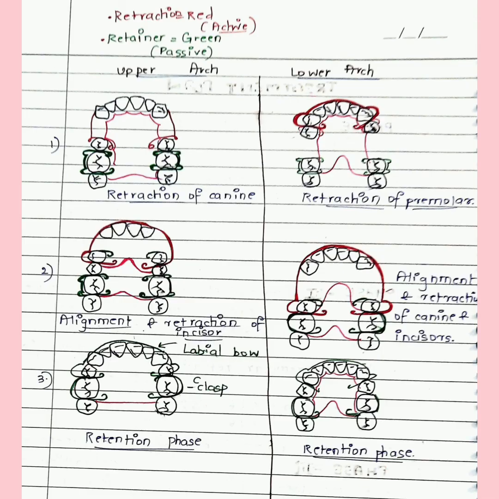So after you have written the treatment plan, you need to draw like this. For the active components or active parts, say you are giving a labial bow for retraction, you are going to draw them in red to give an idea about the active components, and retainers you can draw in green, that is the passive parts, that is Adams clasp. And also for retention phases, you are going to draw everything in green or as suggested by your college.